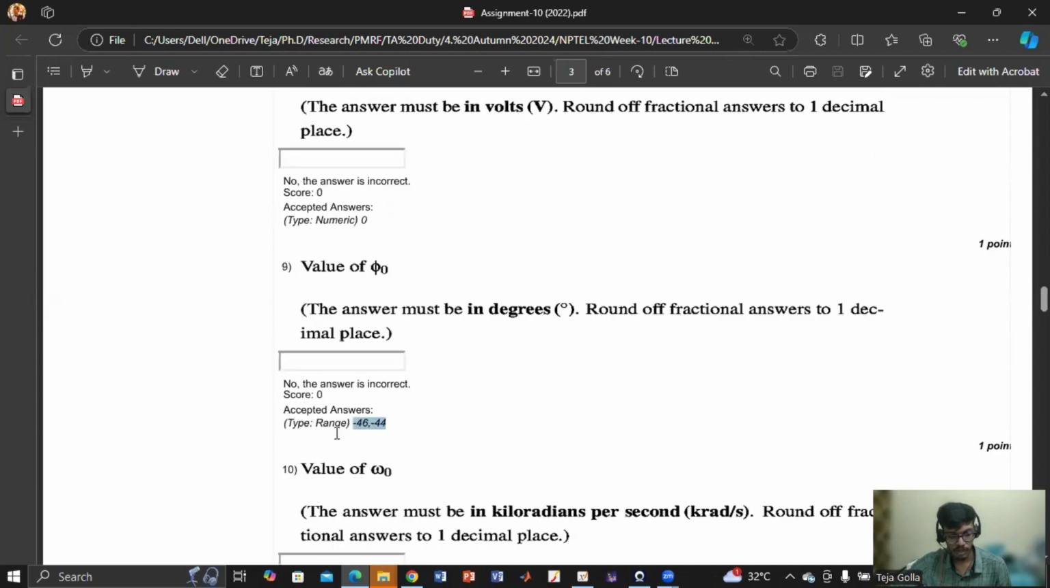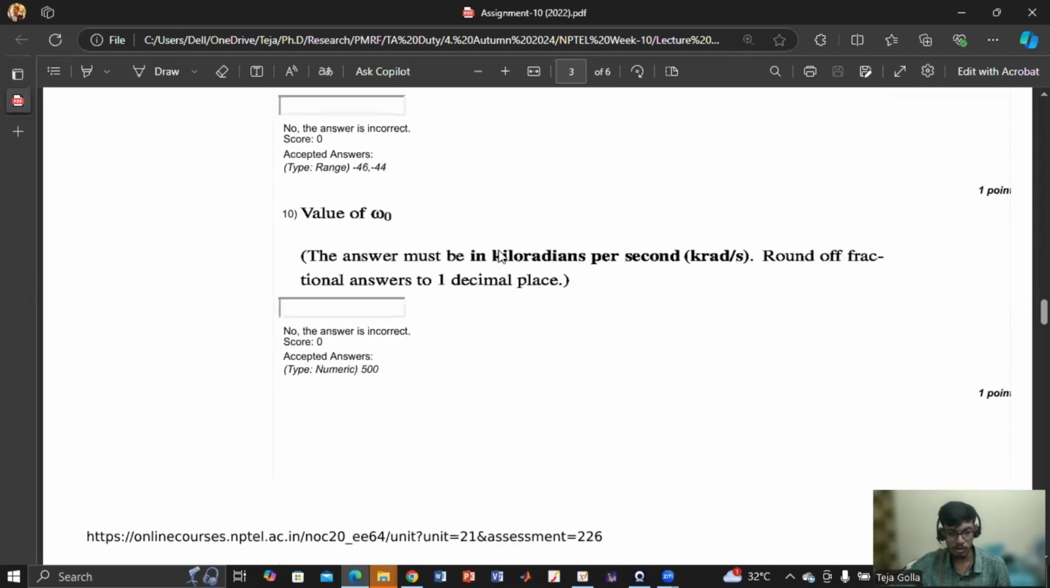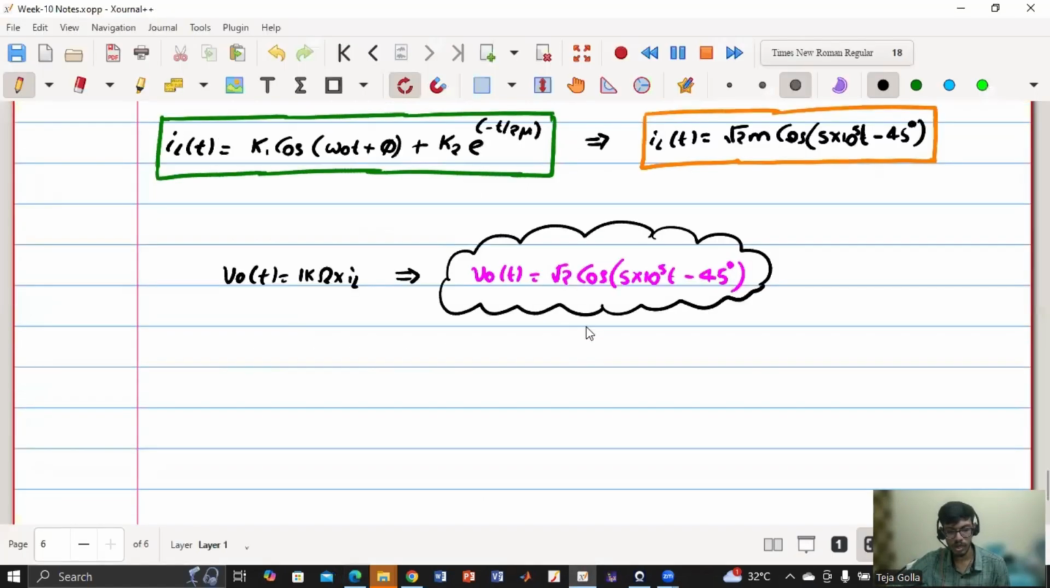So minus 45. This is 5 into 10 to the power 5, but they're asking kilo, so you have to divide by 10 to the power 3. So you will get 500. So it is also matching. Whatever we have solved is perfectly correct, no calculation mistake.